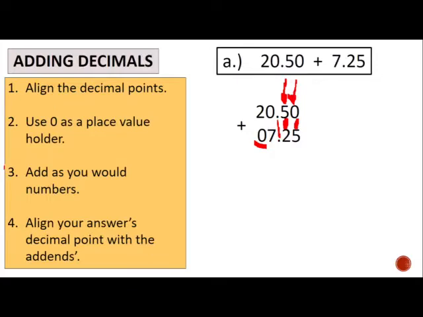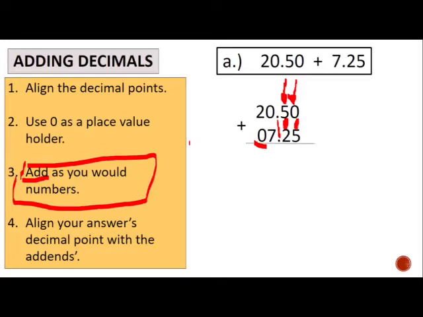Then the next thing that we would do is we treat them just like whole numbers now. We add as we would whole numbers. And so we will have 0 plus 5 is 5, 5 plus 2 is 7, 0 plus 7 is 7, 2 plus 0 is 2, and then of course, we should just not forget to align our answer's decimal point, wala pa siya, no? With the addends. Sir, ano po ba yung mga addends? With the addends' decimal point ito, kaya may apostrophe dyan. Ano ba yung mga addends, sir? Addends are the numbers that we add. Alright, take note of that.